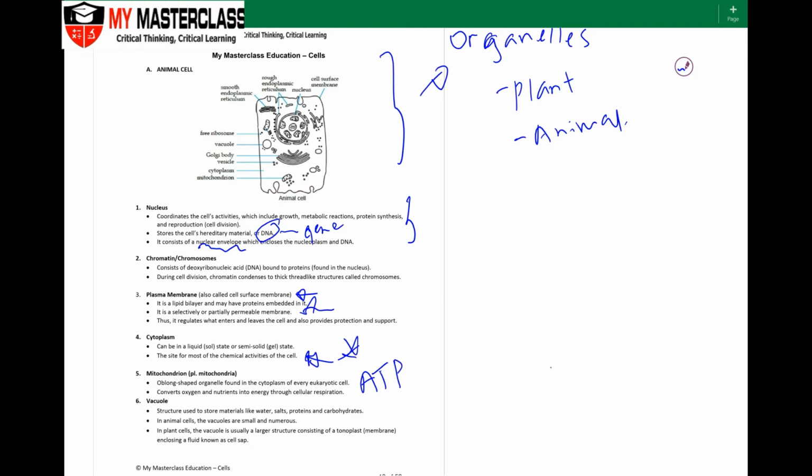Okay, so for example, when you're staying in Singapore, you're using Singapore dollars. If you are in the US, you'll be using US dollars. Okay, so similarly the cell uses ATP as the energy currency. Okay, so look for mitochondria in the diagram that you have here. So look at my cursor. So you have got mitochondrion over here.